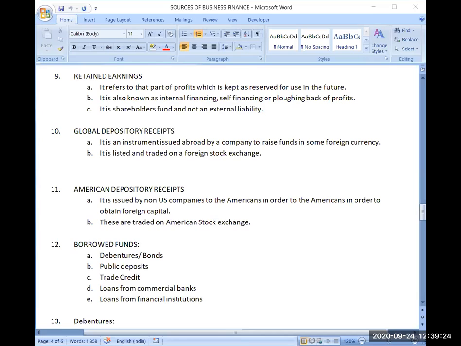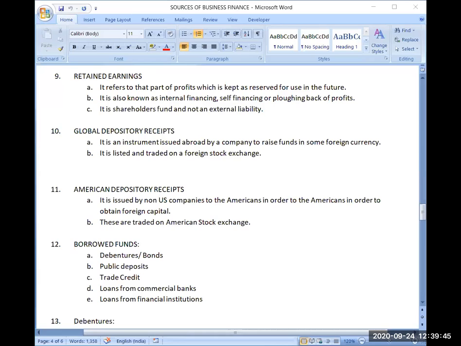that money, retained earnings. Now the next thing is global depository receipts. Now first read its content, then I will explain it. What is it? It is an instrument. Like equity share is also an instrument. Preference share is also an instrument.